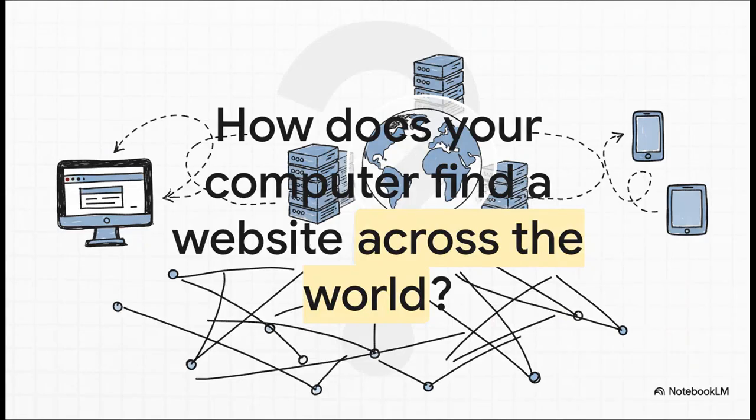I mean, really think about it for a second. You type a website into your browser, you hit enter, and just milliseconds later, a server that could be thousands of miles away sends information right back to your screen. How in the world does it know where you are? How did your request even know where to begin to go?